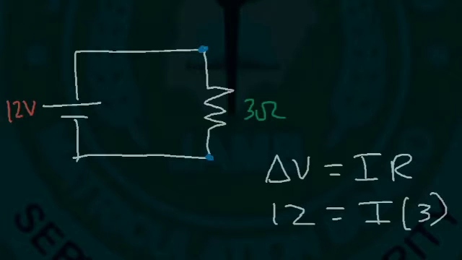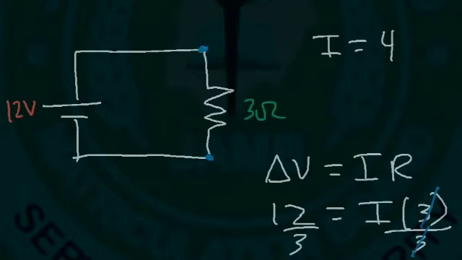So to solve for the current, which is represented by I, we need to divide both sides by 3. 3 divided by 3 is 1, and 12 divided by 3 is 4. So the current is 4. And the unit for current is amps. So there's 4 amps flowing through the circuit.